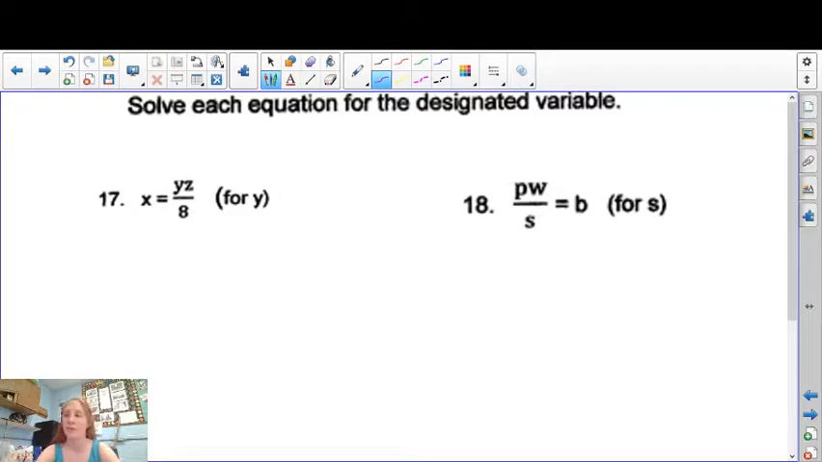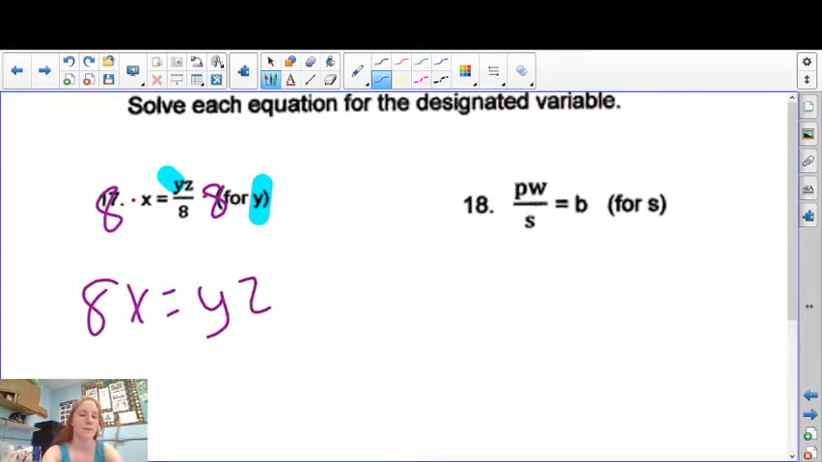These ones we're going to solve for the letter that we're looking for. And remember, even though everything is in terms of letters already, it's going to have more letters. So I want to solve for y. I need to get y by itself. Right now I have a fraction, and fractions mean division. So to undo division, we simply multiply. So I have 8x is equal to yz. And again, we're going to highlight whatever we're looking for, and we're looking for y. So there he is.